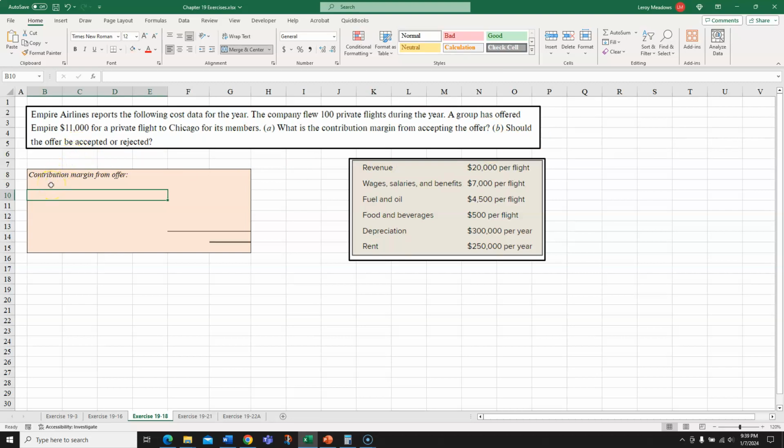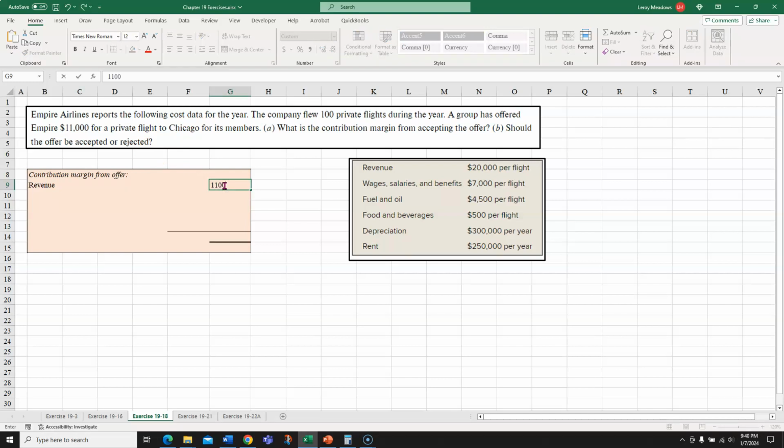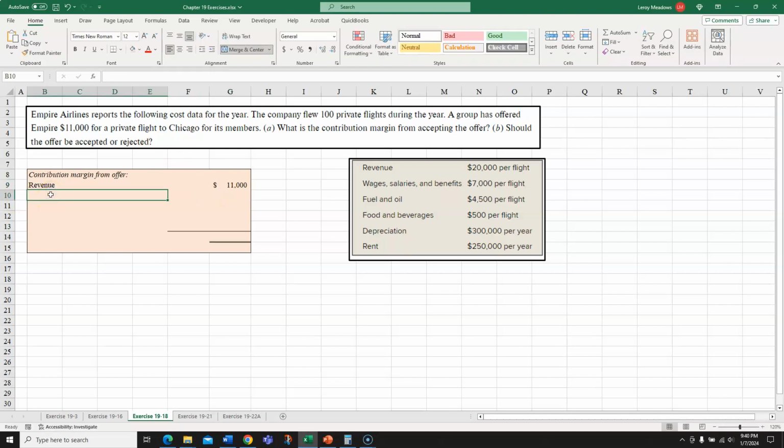Okay, so the first thing I need to do is figure out my contribution margin. So my contribution margin, I'm going to take my revenue minus my variable costs. So what is the revenue that they propose, or what are they going to pay me to charter a private flight to Chicago for its members? Well, the offer was we were going to get paid $11,000. So I'm going to take that into account. So $11,000. So that's my starting point. Now from that, I'm going to subtract out my variable costs. So variable costs are listed here.